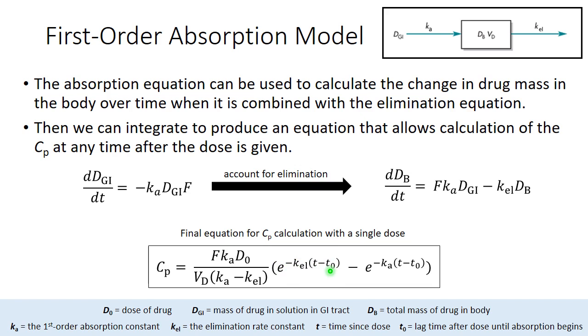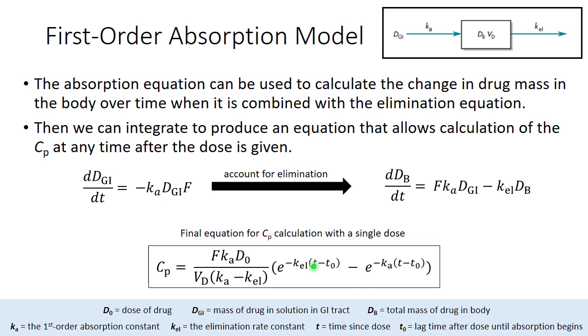what is this? Let me clarify that. The t0 is the lag time after the dose until the absorption begins. Unfortunately, it's a little more complicated than we'd like, because once you give someone a drug, they don't absorb it immediately. The absorption starts after some lag time or delay. That has to be accounted for in the equation. So the lag time would be that t0. If it takes a half hour to begin absorption, you'd put 0.5 hours, or 0.5 for the t0.